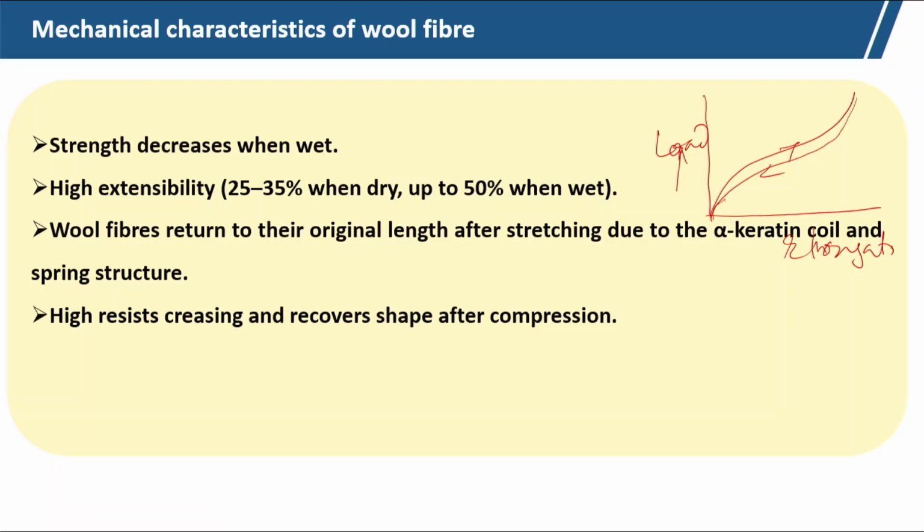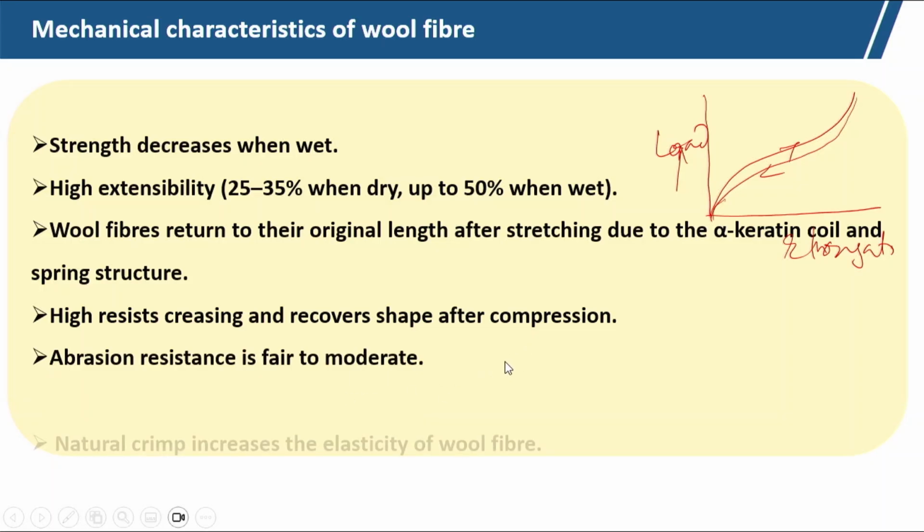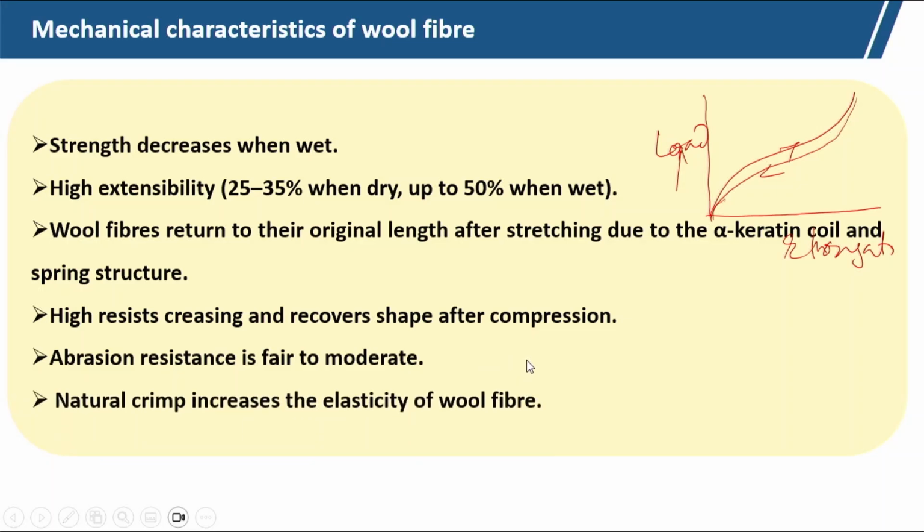That is why crease recovery is good, abrasion resistance is moderate, and natural crimp increases the elasticity of wool fiber. It extends easily, and that is why its work of rupture is very high.